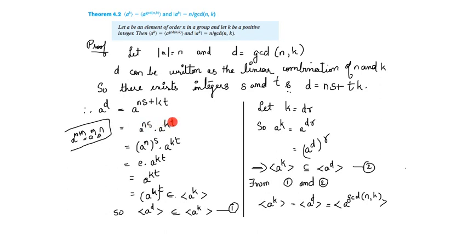So a raised to n, the whole power s, because the order of a is n. So we are going to change that a raised to n to the identity. For that, from this step you rearrange the element, and then you get a raised to n replaced as e. So the identity raised to s is e itself. So e times a raised to kt. And e times anything is that number itself. So a raised to kt, or a raised to k the whole power t.